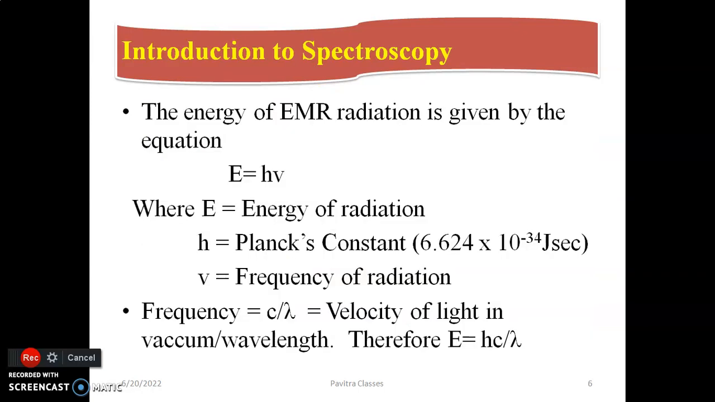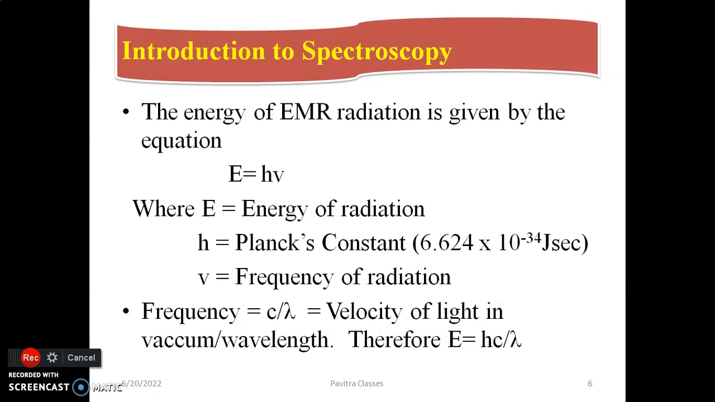Next, the energy of the radiation is given by the formula E equals hν. This is the general formula for the energy of EMR radiations. E means the energy of the radiation, h is Planck's constant, which is the same for all calculations, 6.624 into 10 raised to minus 34 joule-seconds, and ν is the frequency of the radiation. So, what is the energy converted from ground state to excited state? What is the energy level of the particle? By this calculation we are finding it.